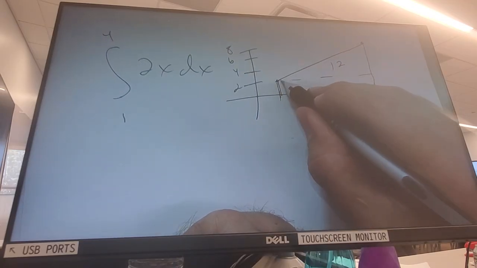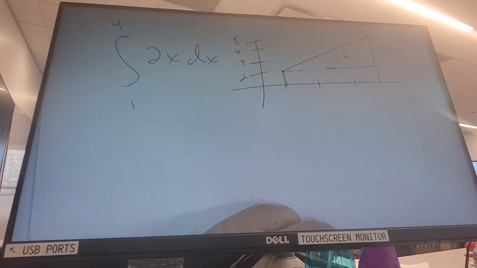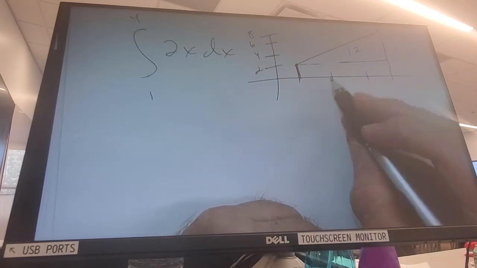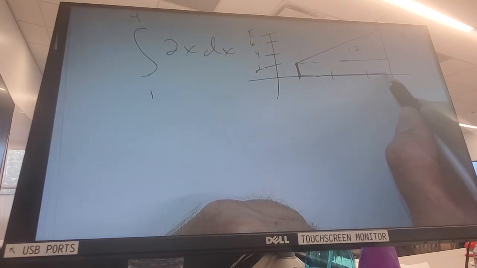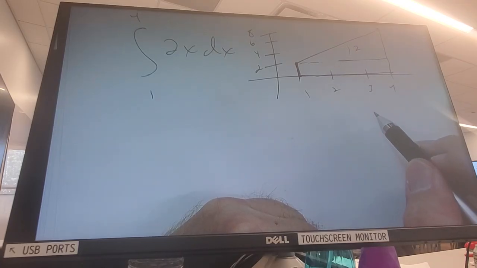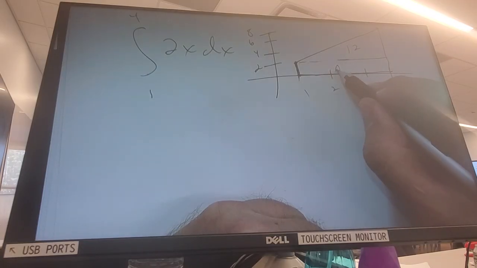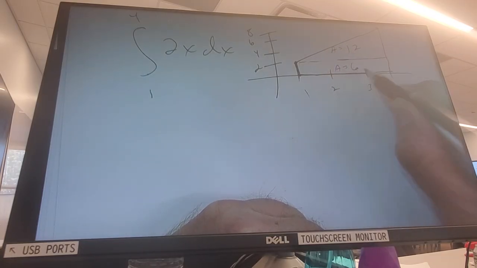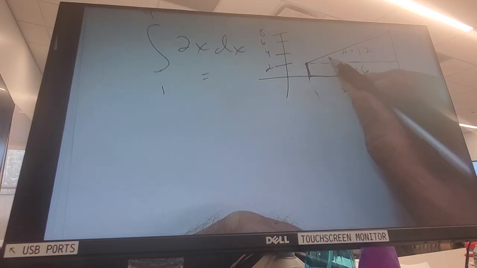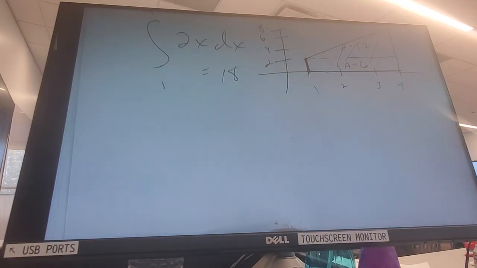What's the area of this rectangle? That's the only part that I don't have yet, right? So how tall is it? 2. And how wide is it? 3. So what's the area of this rectangle? 6. So then what's the answer to this? 18. Done. Yay.